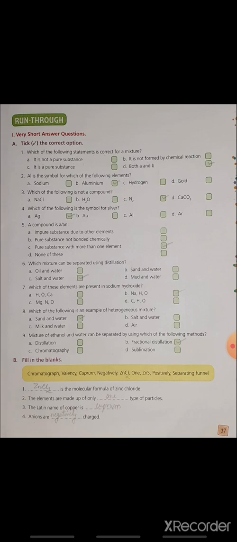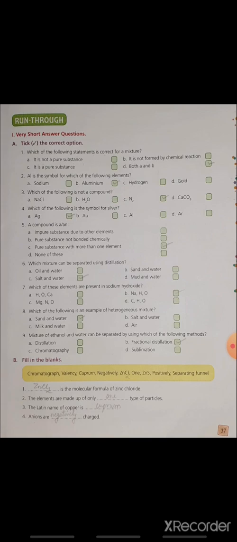Which of these elements are present in sodium hydroxide? That is Na, H and O. Which of the following is an example of a heterogeneous mixture? That is sand and water. A mixture of ethanol and water can be separated by using which of the following methods? That is fractional distillation.